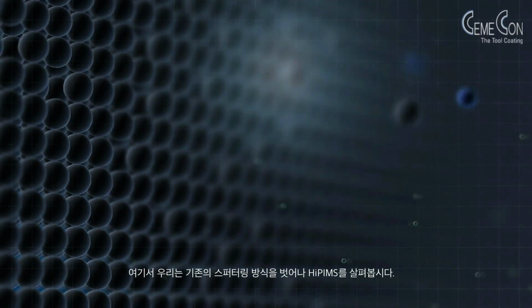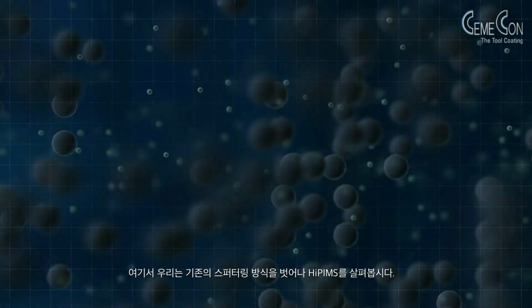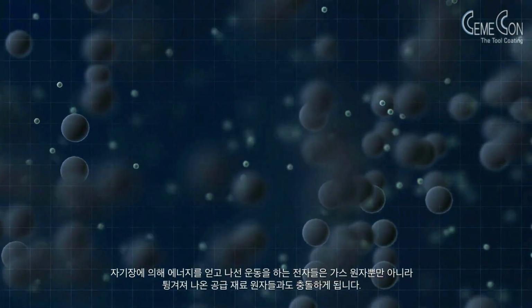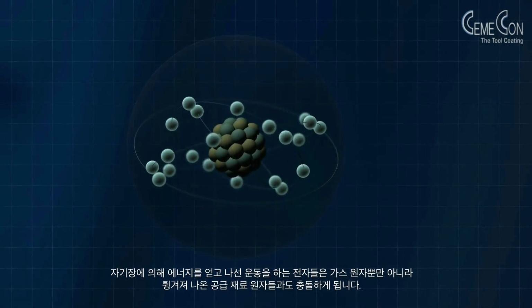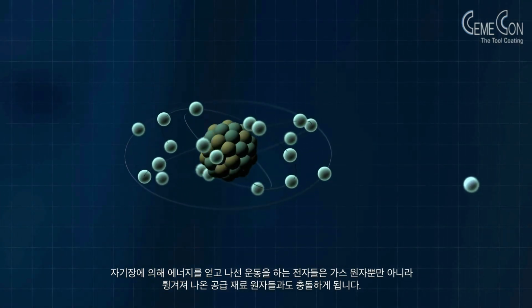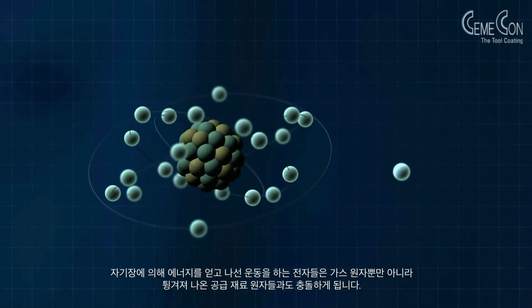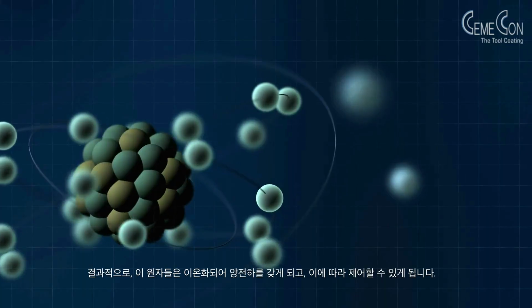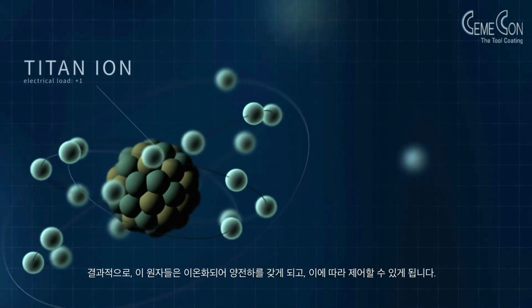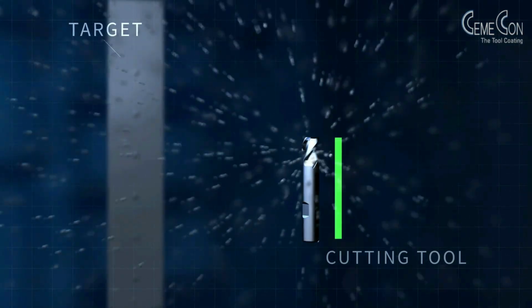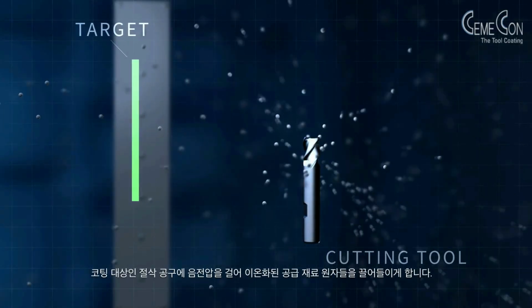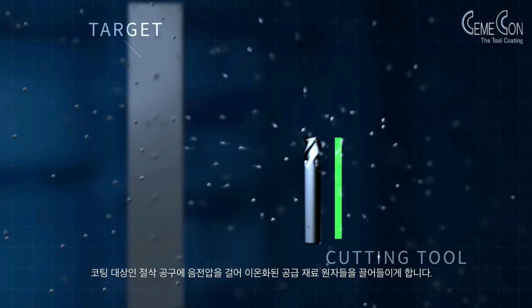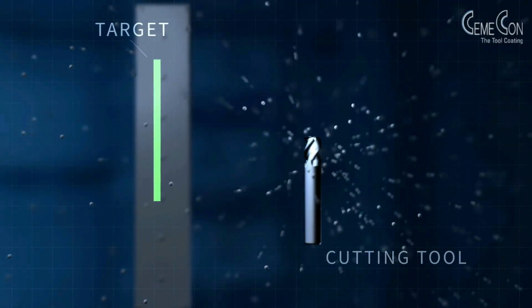Here we leave conventional sputtering and take a look at HiPIMS. The electrons excited and swirling by the magnetic fields collide not only with the gas atoms, but now also with the donor material atoms that have been knocked out. As a result, they are ionized, positively charged, and thus can be steered. Negative voltage is also deliberately applied to the cutting tool to be coated, which attracts the ionized donor material atoms.